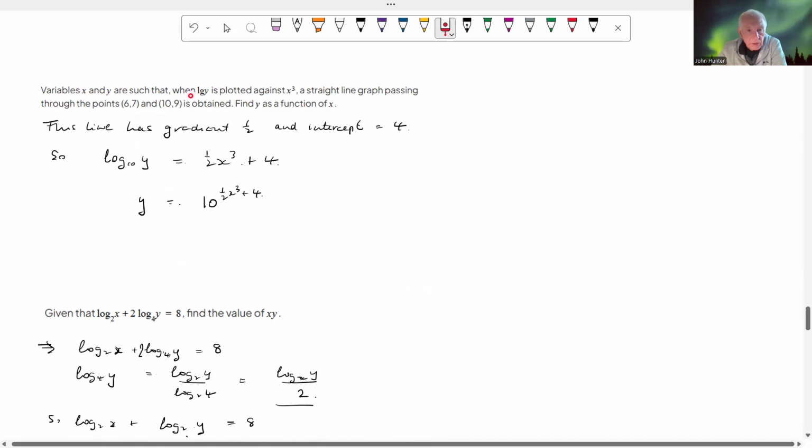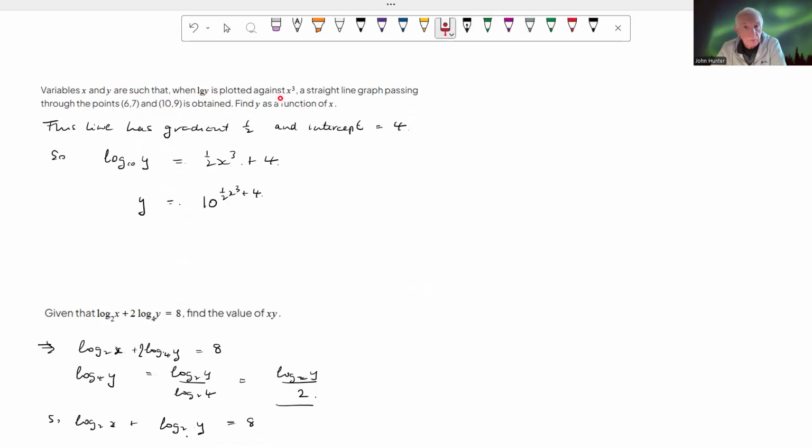Variables x and y are such that when log base 10 of y is plotted against x cubed, a straight line graph passing through these points is obtained. Find y as a function of x. Now this line, from the similar argument to before, has got a gradient of half and an intercept of 4.